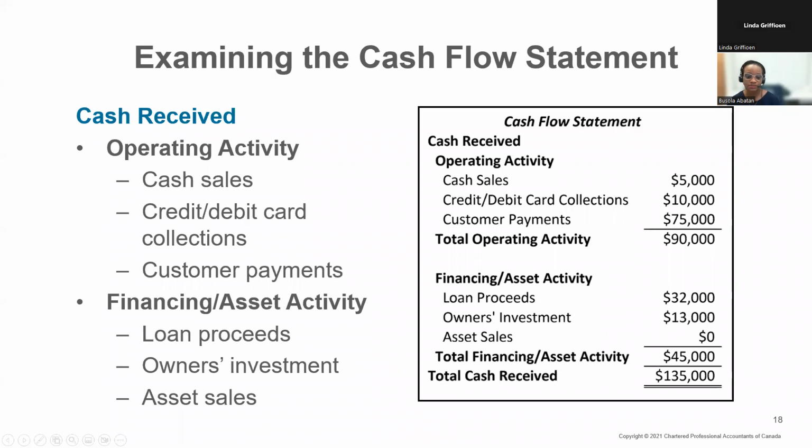So from our example that's shown on this slide, $90,000 of the cash that the business has comes from operating activity, which is what the business is meant to do. And then an additional $45,000 comes from loans and the owner's equity. So in total, the business received $135,000 worth of cash.